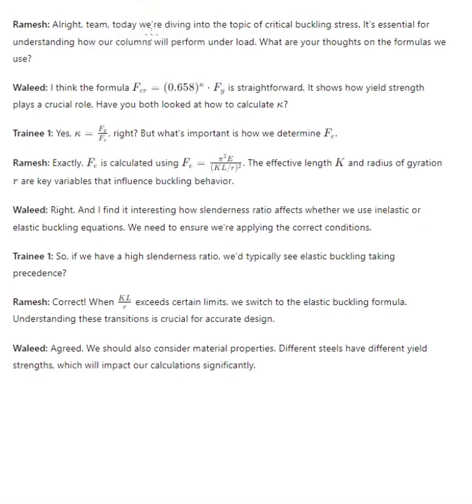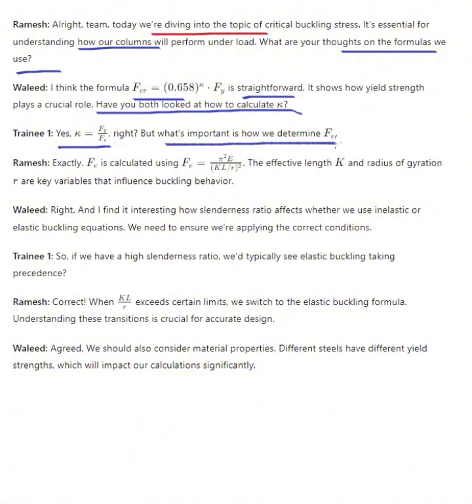So alright, today we are diving into the topic of critical buckling stress. It's essential for understanding how our columns will perform under load. What are your thoughts on the formulas we use? I think the formula Fcr equals 0.658 to the power K is straightforward. It shows how yield strength plays a crucial role. Have you both checked how to calculate K? Yes, K equals Fy by Fe, right? But what's important is how we determine Fe.